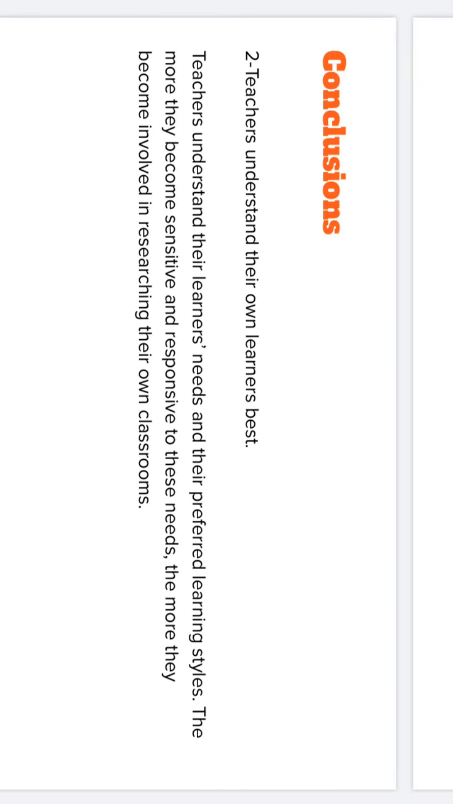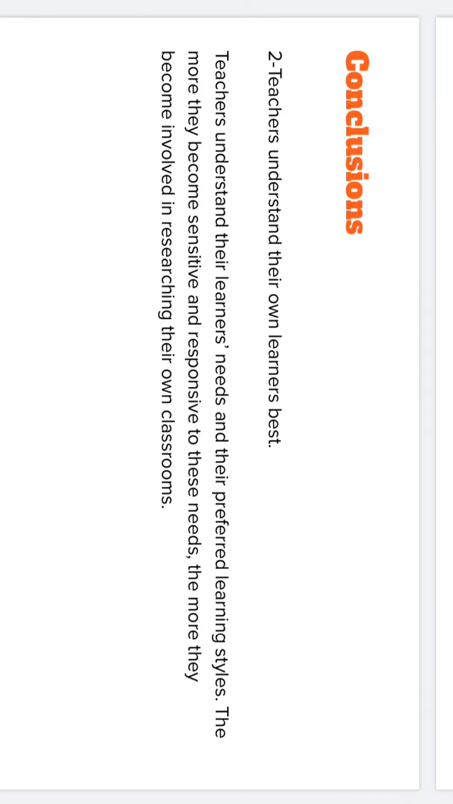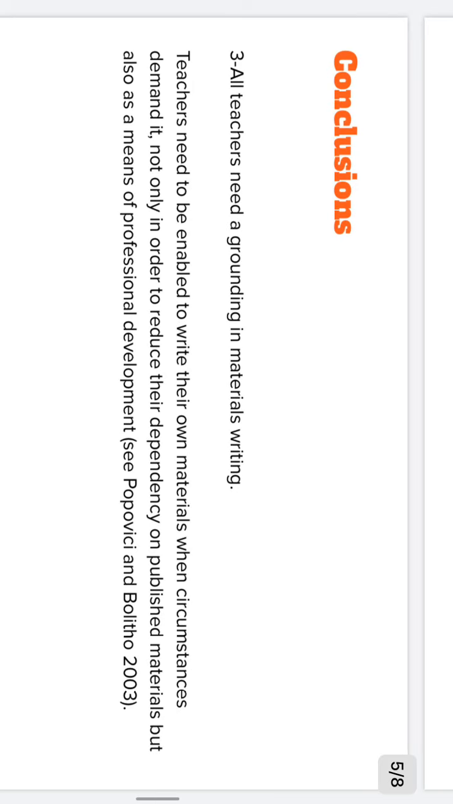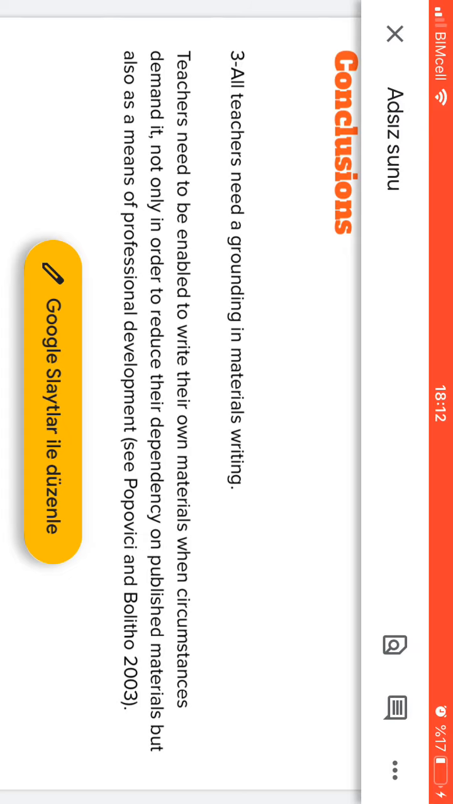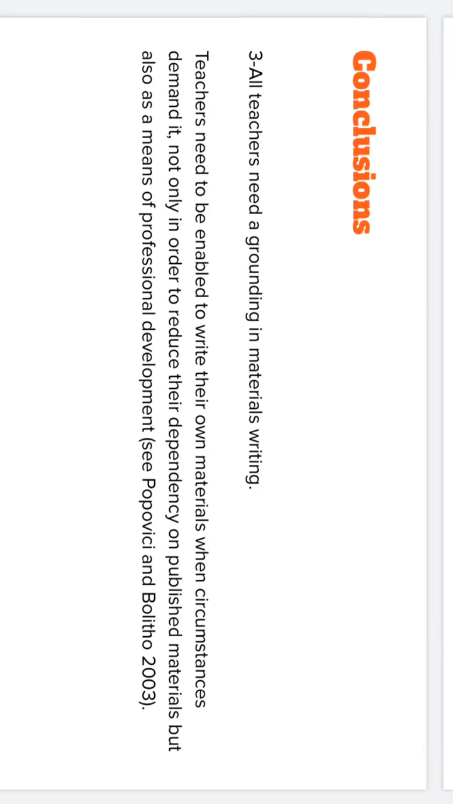According to the second conclusion, it is said that teachers understand their own learners the best. Teachers understand their learners' needs and their preferred learning styles. The more they become sensitive and responsive to their needs, the more they become involved in researching their own classrooms. According to the third conclusion, it is said that all teachers need a grounding in materials writing. Teachers need to be enabled to write their own materials when circumstances demand it, not only in order to reduce their dependency on published materials, but also as a means of their professional development.